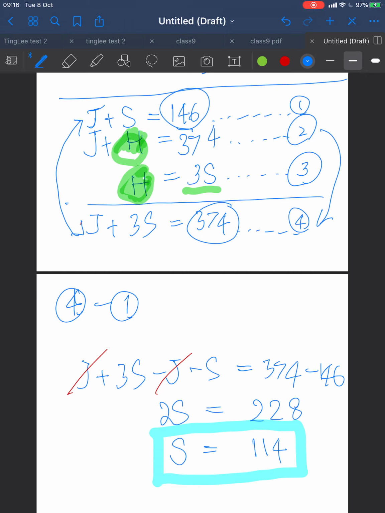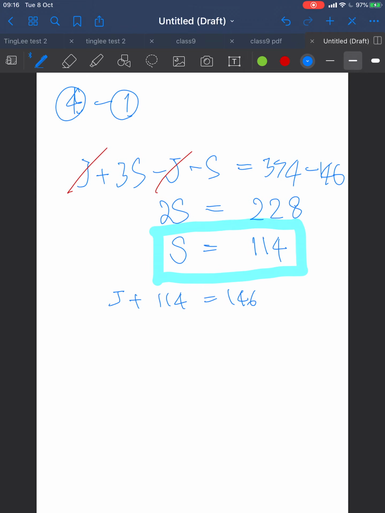So j plus s is 146. S is 114. So from equation number 1, j plus s, instead of saying s, we say 114 equals 146. Now we know that j equals 146 minus 114, because j is something that adds to 114 and gives 146. So j is the difference between these two figures, and it is 32. J is 32. All right.